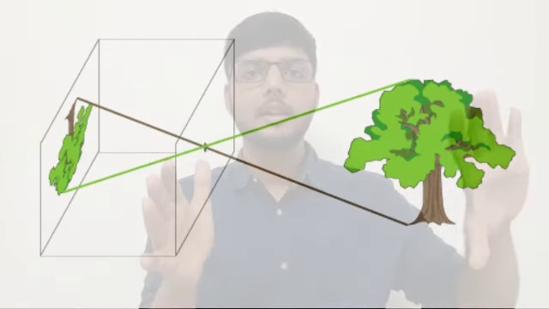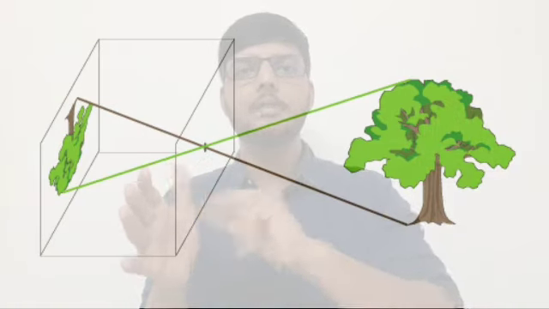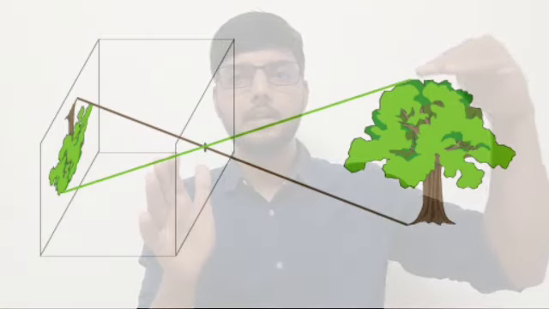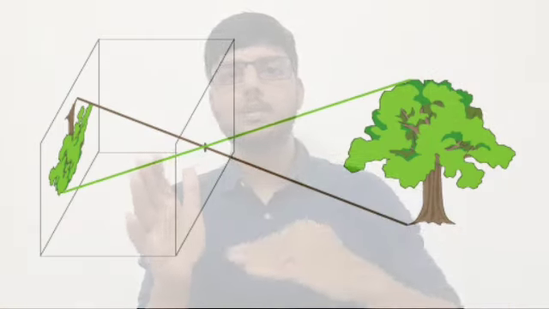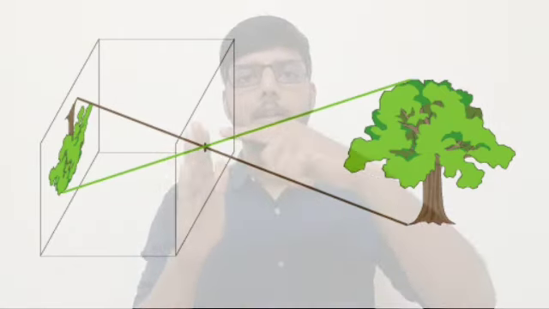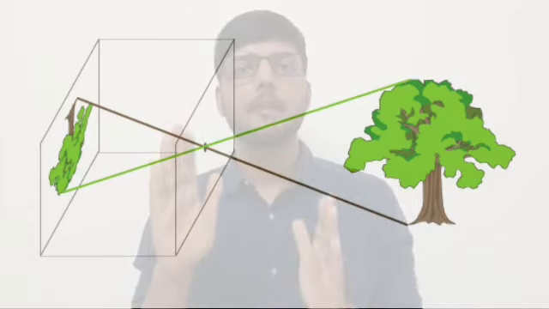The actual tree is an erect image, but when we see it in the pinhole camera, it is inverted. Why inverted? Because the upper light ray goes down, and the lower light ray goes up. Because of that, the image formed in between is inverted. And why inverted? Because of the principle that light travels in a straight line. Because of that only, we obtain an inverted image.